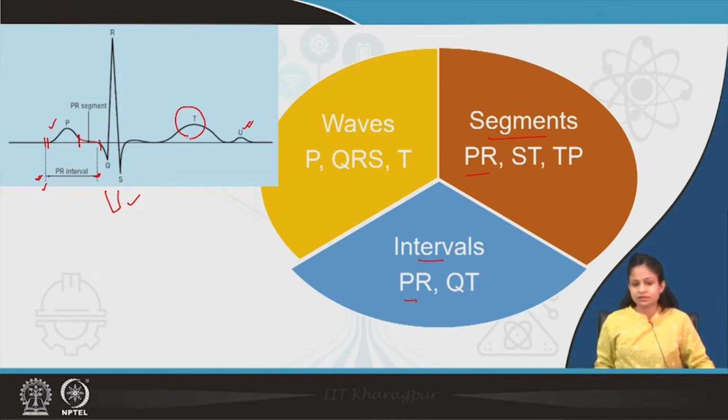Among the intervals, besides the PR interval, we have the QT interval. The significance of the QT interval is that it represents the duration of the action potential of the ventricles. It consists of both ventricular depolarization as well as repolarization.